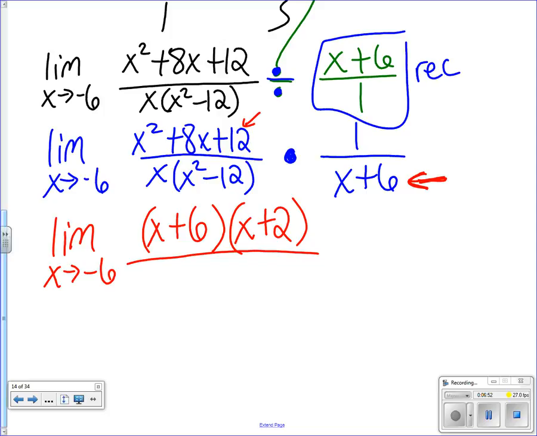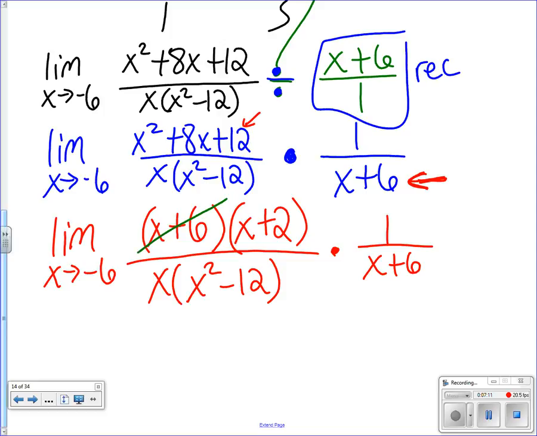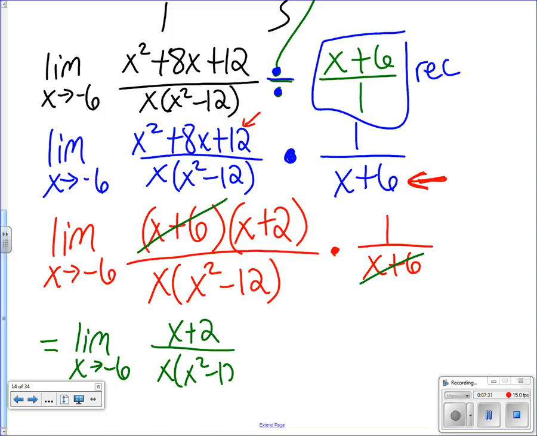Some harder limits where we then have x on the right, and then we still have times 1 over x plus 6. These x plus 6s end up dropping out, and now you can use direct evaluation. So this is the same thing as saying the limit as x approaches -6 of x plus 2 over x times x squared minus 12. And again, using that direct evaluation.